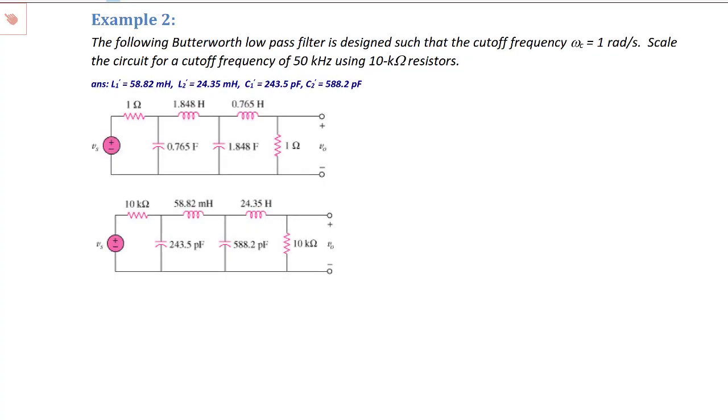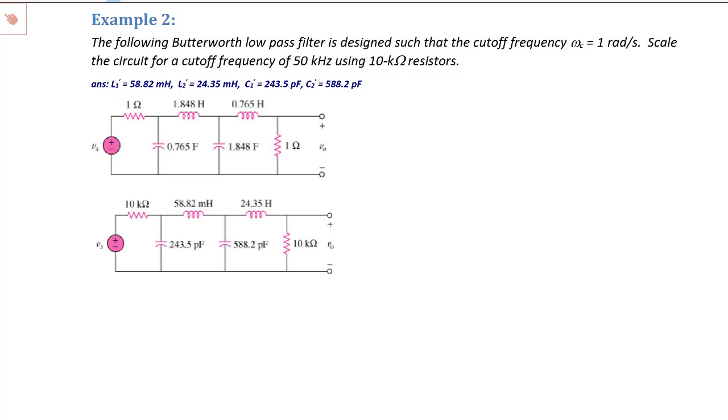Example 2. The following Butterworth low-pass filter is designed such that the cutoff frequency omega C is 1 radian per second. Scale the circuit for a cutoff frequency of 50 kilohertz using 10 kilo ohm resistors. The top circuit here shows the prototype for a fourth order Butterworth filter. And the circuit at the bottom shows the answer after we've scaled it, and we will demonstrate how to get these values.